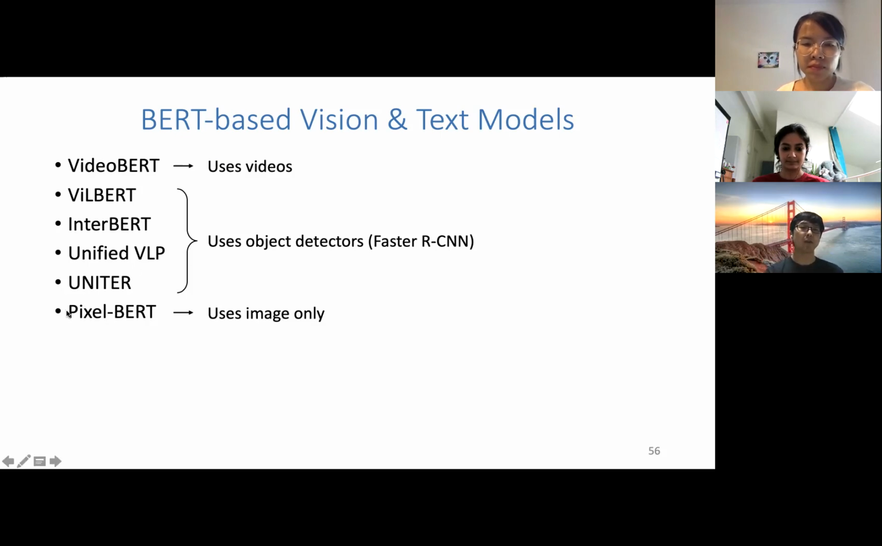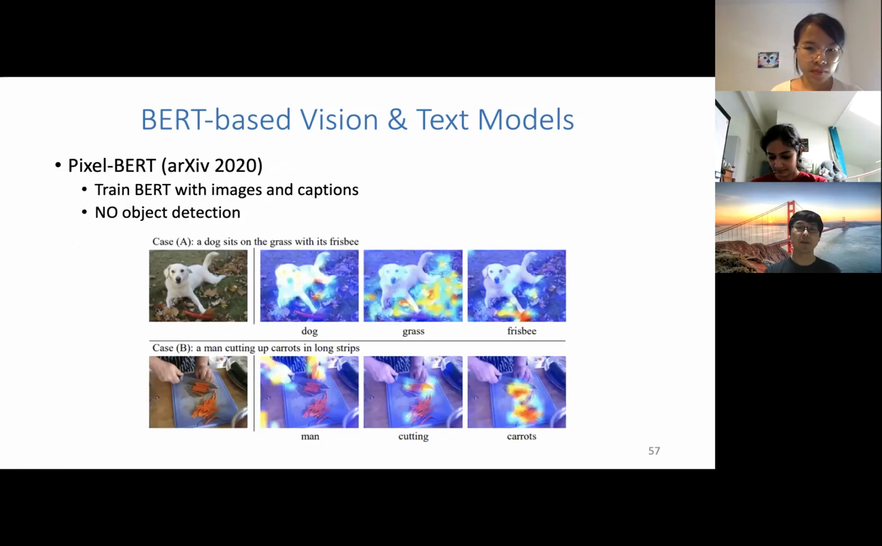So what we focus on is PixelBERT, which is using images only, without any object detectors or additional modules. I'd like to introduce one example from the PixelBERT paper: even without the object detectors, with enough samples and enough training time, the model starts to understand the connection between words or text and pixels. Since this is all transformer based, you can look at the attention of a word, like which word is attending to which pixel region.